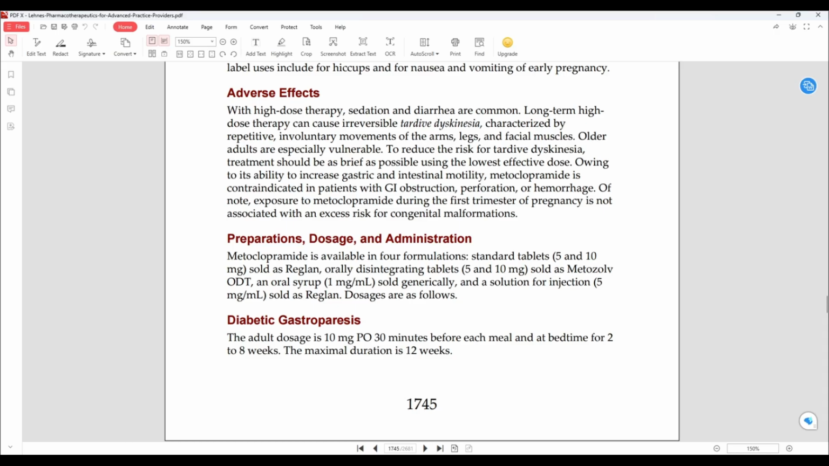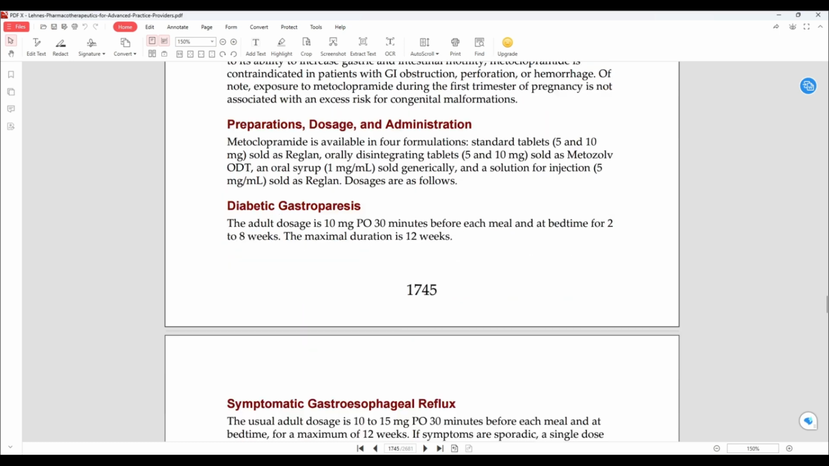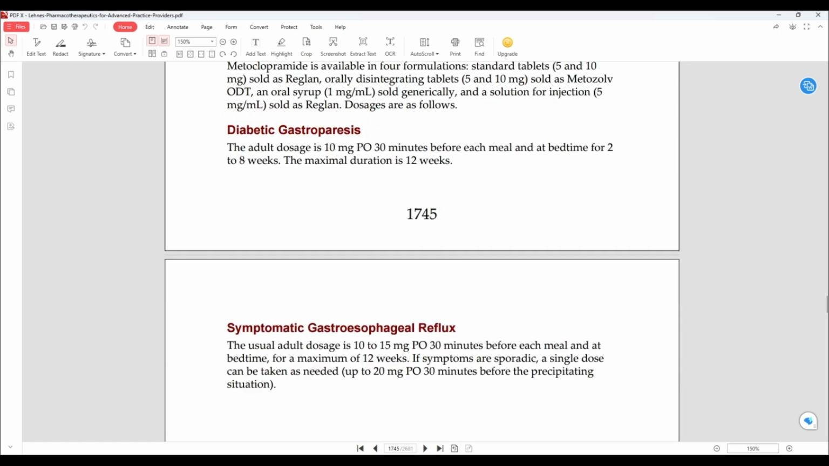Reglan is available in four formulations. Standard tablets, 5 and 10 milligrams, sold as Reglan. Orally disintegrating tablets, 5 and 10 milligrams, sold under the name Metozolv. And an oral syrup, sold generically, and a solution for injection, again sold as Reglan. So dosing will depend on how you're treating.